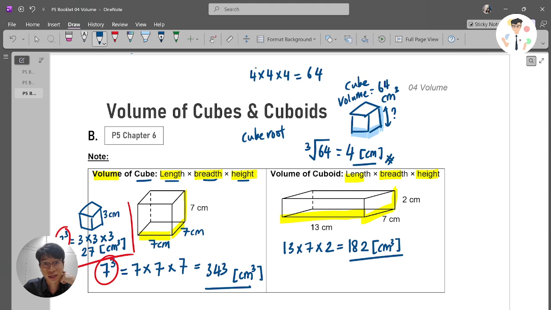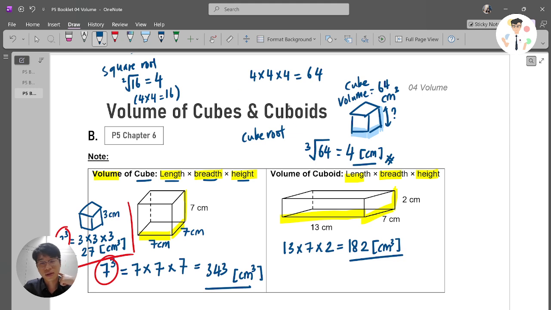Because there's 3 here, right? That's why I put cube root. Just like the square root. Again, some of you have learned square root. Example, square root 16. What does square root 16 tell you? The answer is 4, because 4 times 4 is 16. The same thing works here.